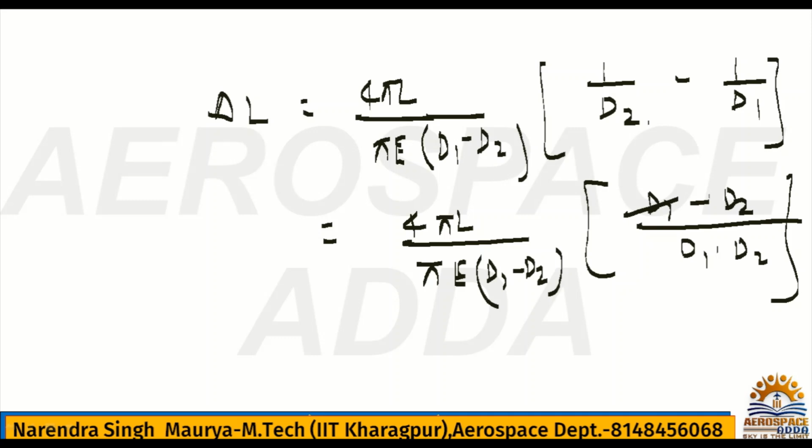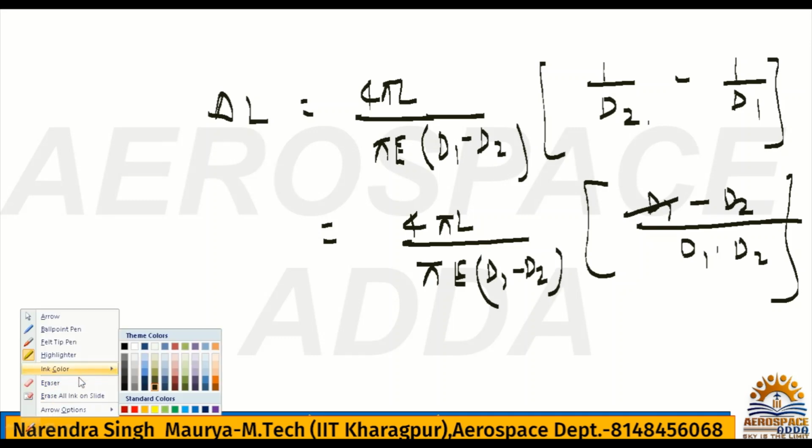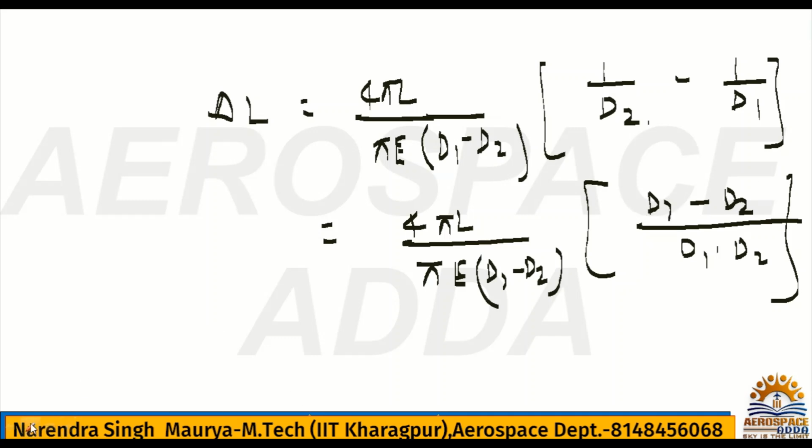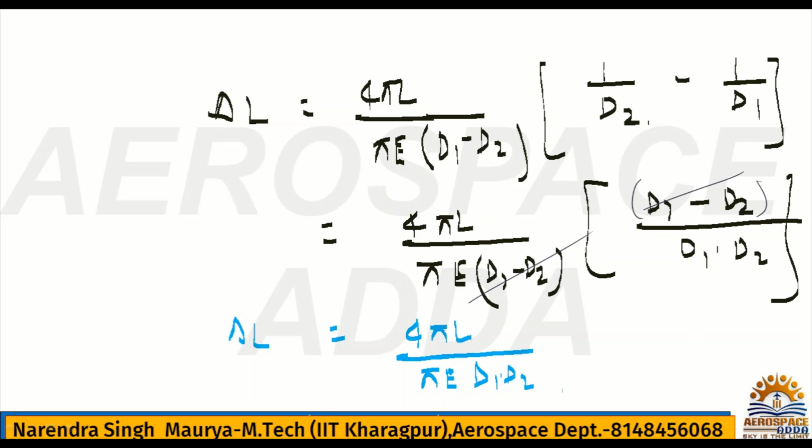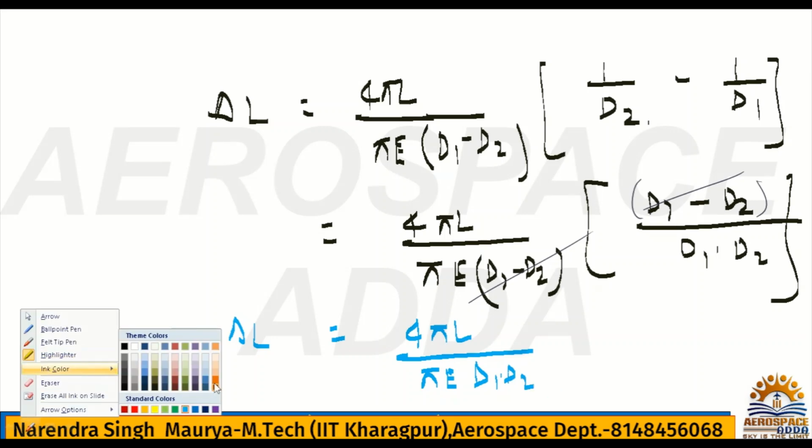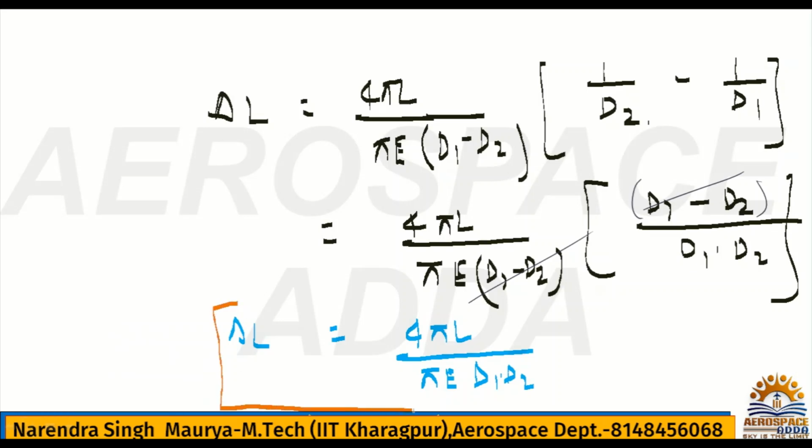Again this part, I mean the whole part, if you keep this bracket value here, you can check this and this will cancel out. So what you will get, see here, change in length is nothing but 4PL divided by pi E d1 into d2. This is the final change in length value for the tapered bar.